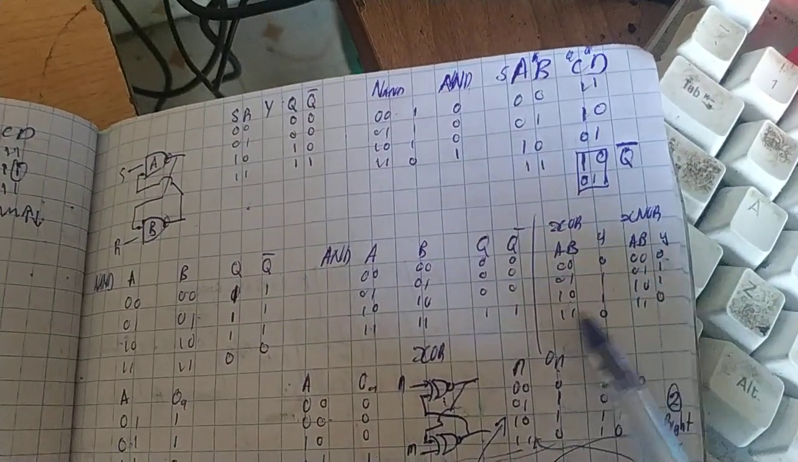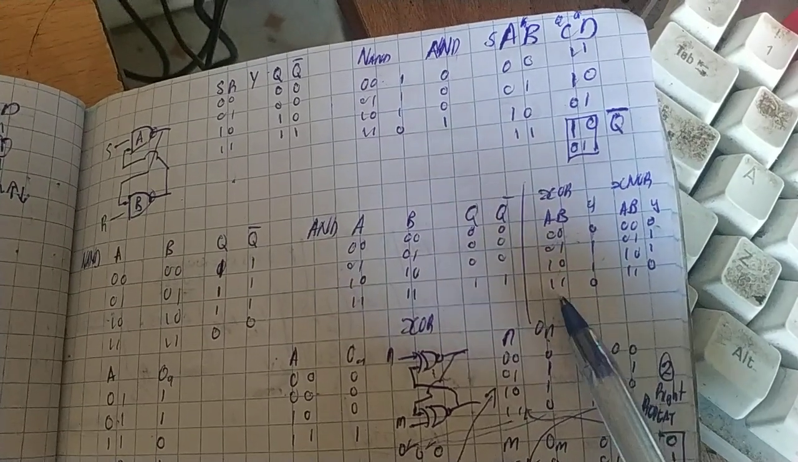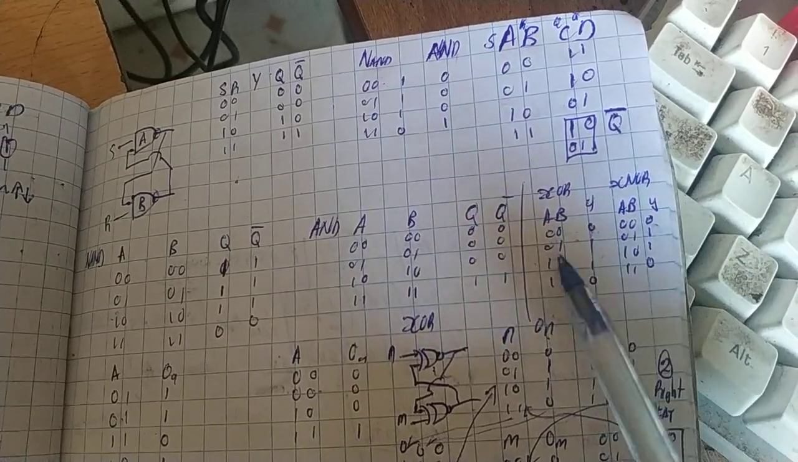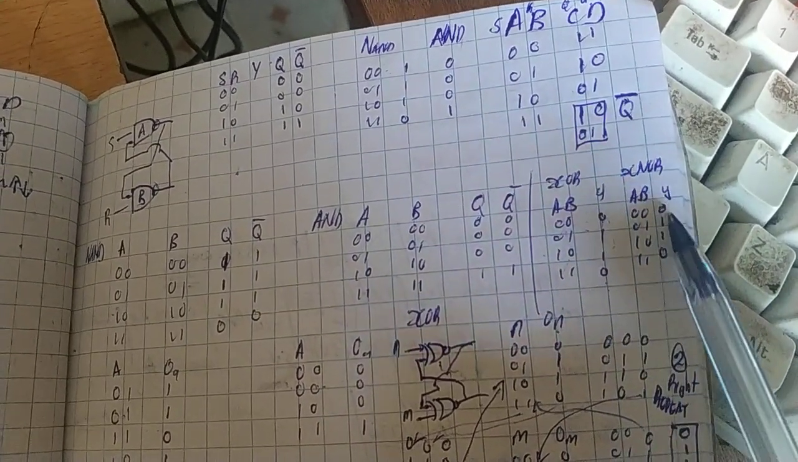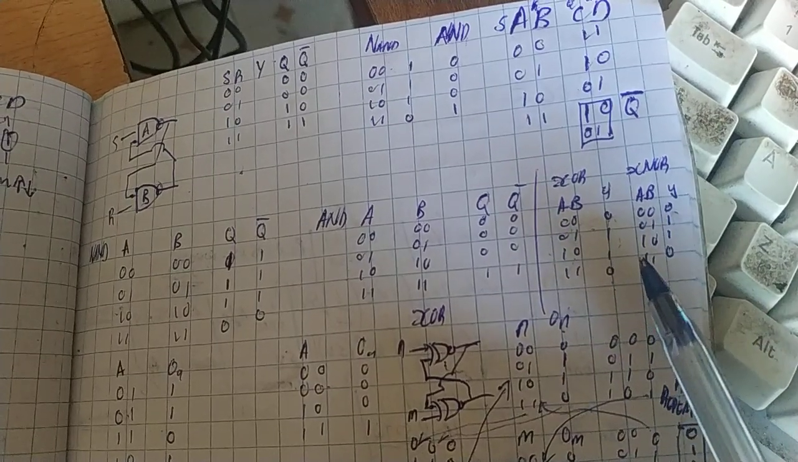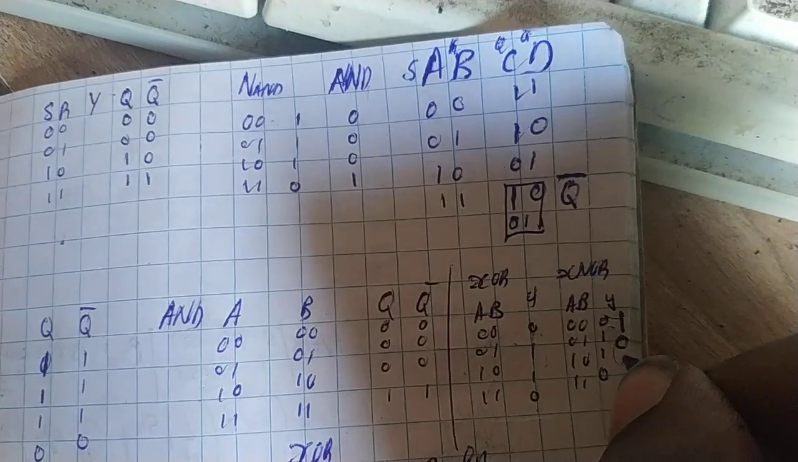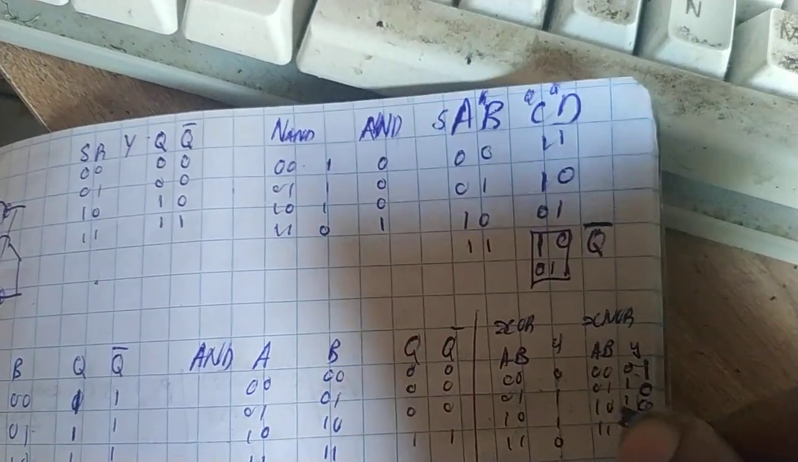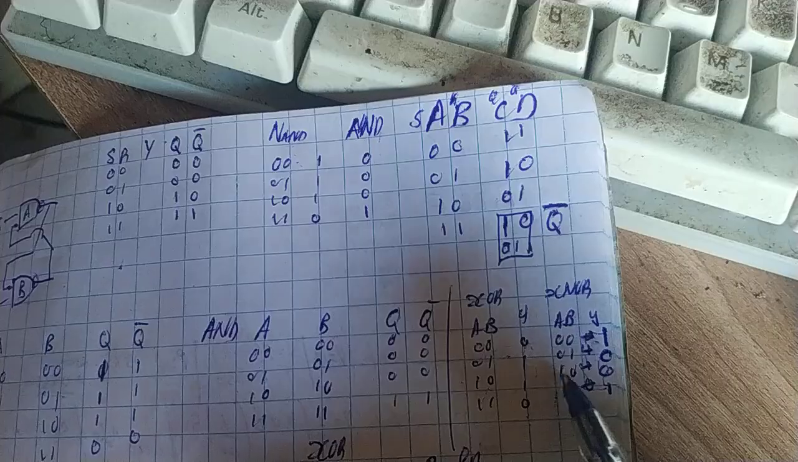And then for an XOR, same numbering, 0 1 2 3. So for 0 0, it's a 0, 0 1, it's a 1, 1 0, it's a 1, 1 1, it's a 0. For XNOR, sorry, there's a mistake here. These are 1 0 0 1. It's supposed to be the opposite, it's a NOT of the XOR.